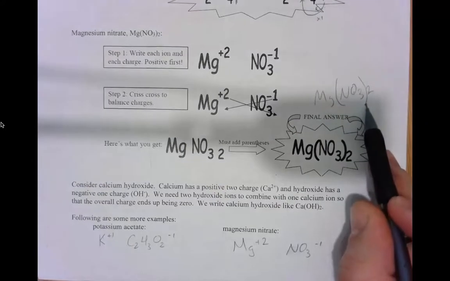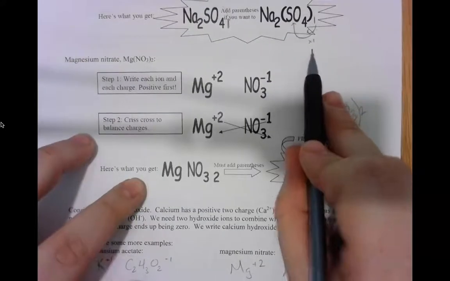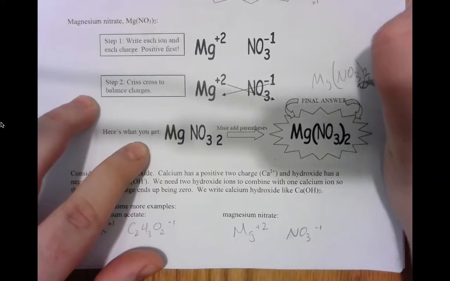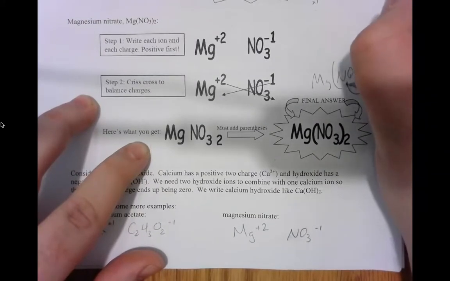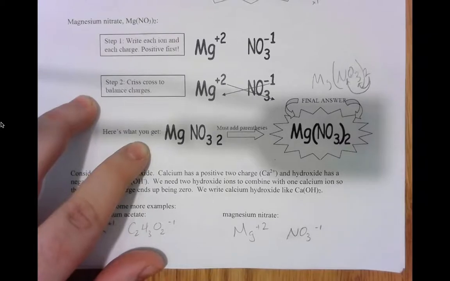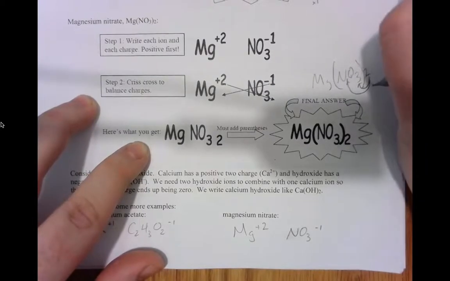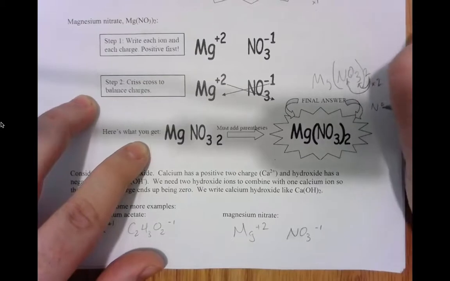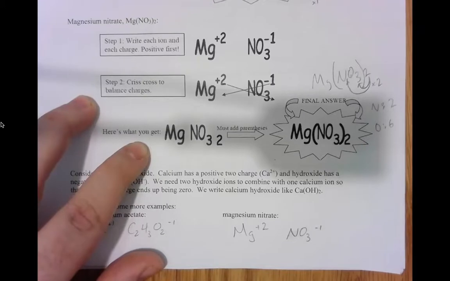Likewise, now we can distribute just like we did up top if we want to. So this 2 can go here, and then it can also go to the 1 that's between the N and the O. Just like before, we multiply. So what this is telling us is we have 2 nitrogens and 6 oxygens.